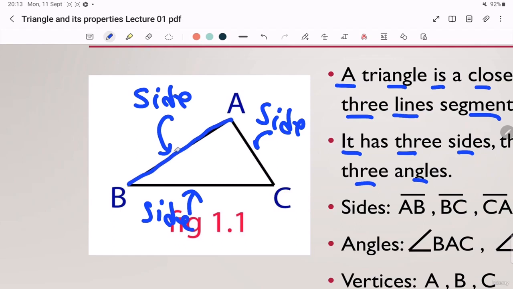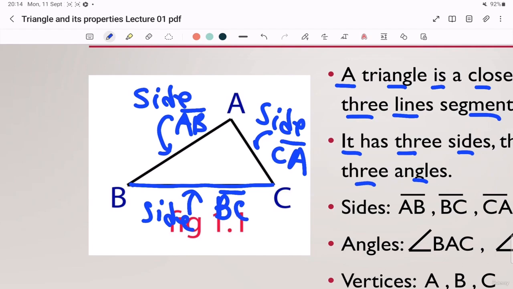This is line segment AB. So we can write it as AB and draw a line above it because it is a line segment. This is line segment BC. Write BC and draw a line above it. This is line segment CA. Write CA and draw a line above it.